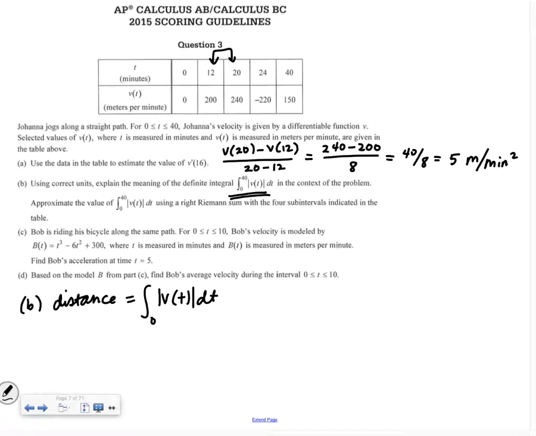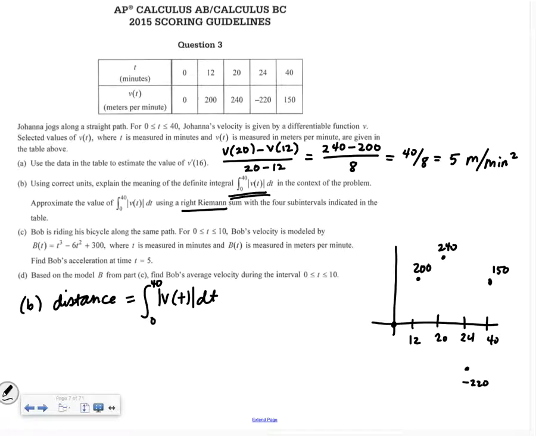All right, so we're going from 0 to 40, and we're going to approximate it using a right Riemann sum with 4 subintervals from the table. Okay, so a lot of times, like I said, it helps if you sketch this out. So if you sketch out like 0, 0, 12, 200, I mean, it doesn't have to be perfect, 20, 240, 24, negative 220, and so it must be moving backwards at that point, and then 40, 150.